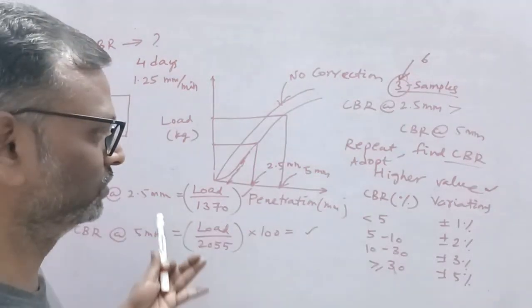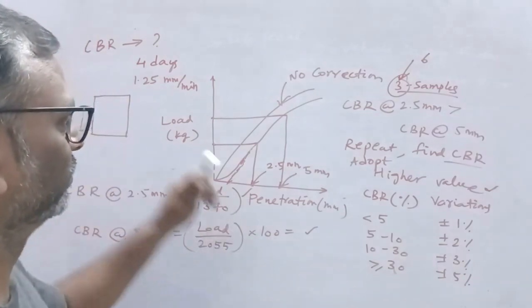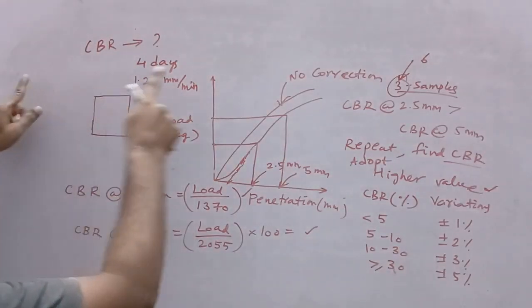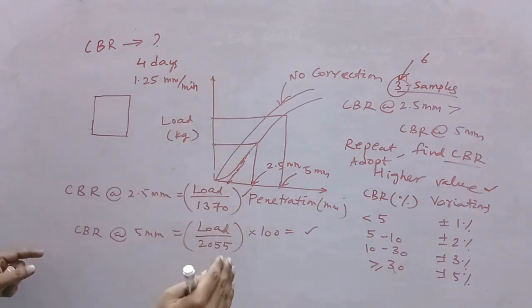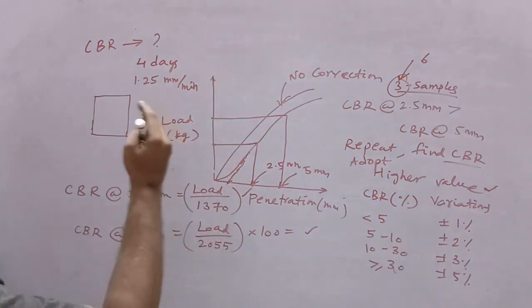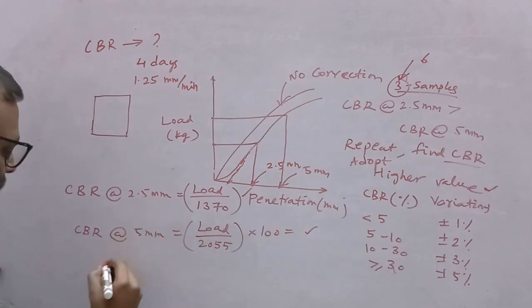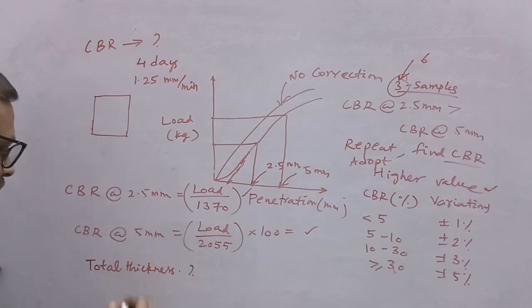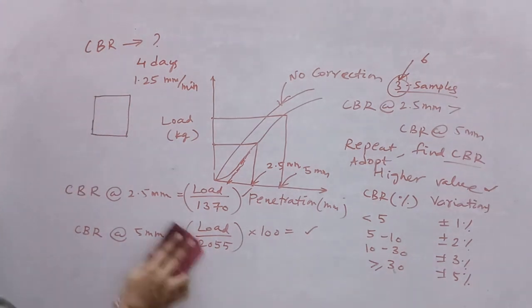And now we know the CBR value and we know the design traffic. So now, depending on the charts given in IRC 37, we can directly calculate the total thickness of the pavement. Nowadays we are not depending on the charts given in IRC; we are using different software to determine the thickness.